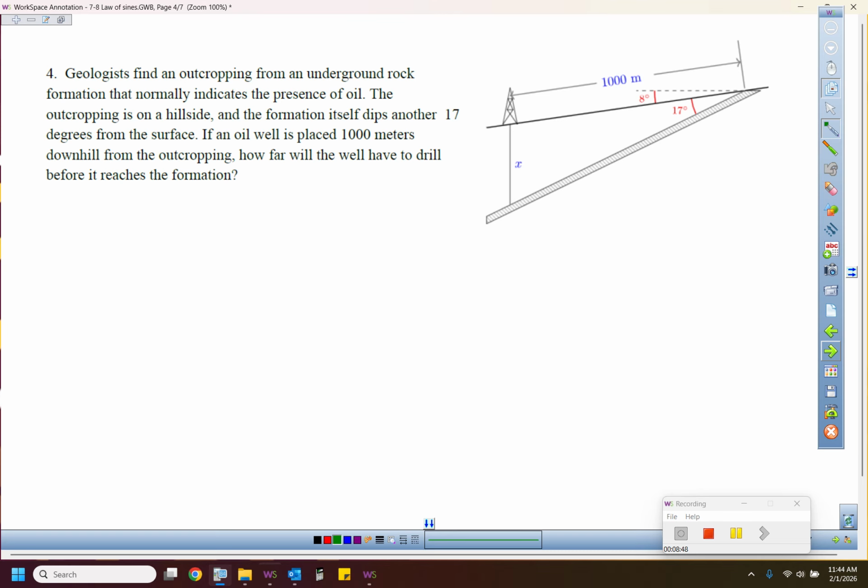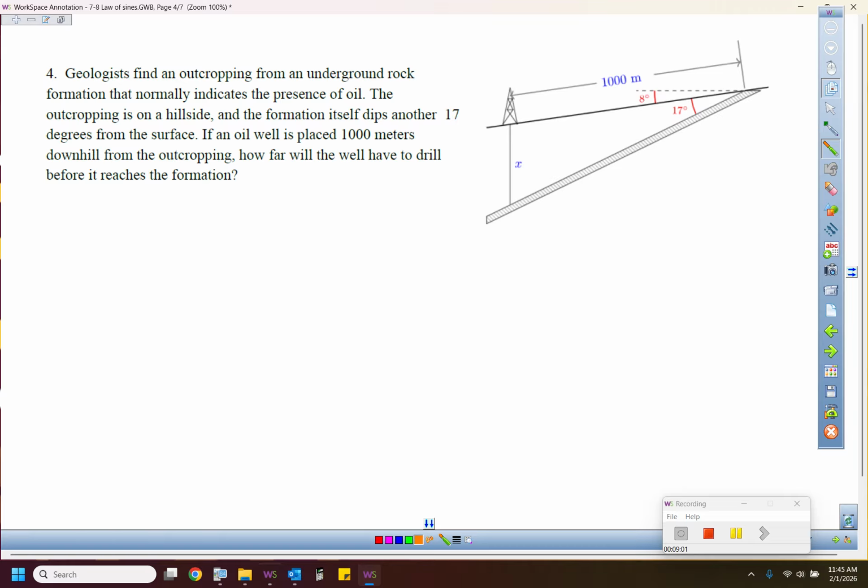Now let's go do some story problems where it could be any of them, right? I might have SOHCAHTOA in here. I might have special right triangles in here. So let's see which ones we got. A geologist finds an outcropping from an underground rock formation that normally indicates the presence of oil. So we're going to deal with some oil here.